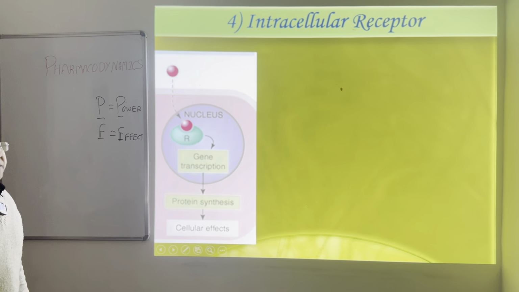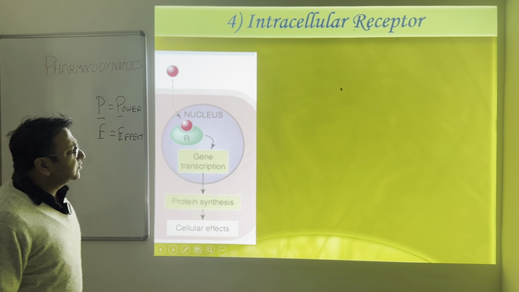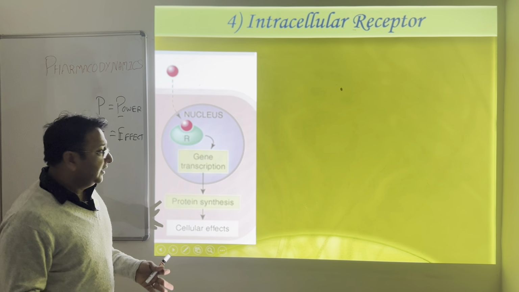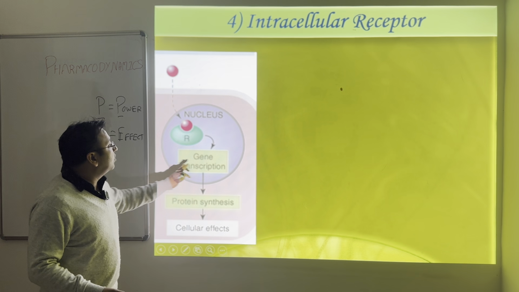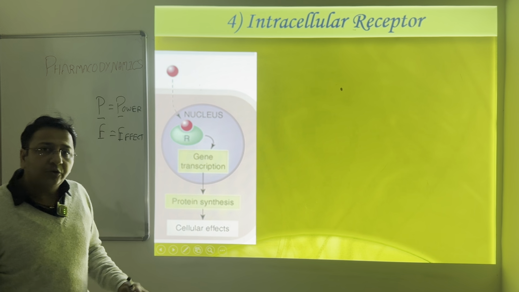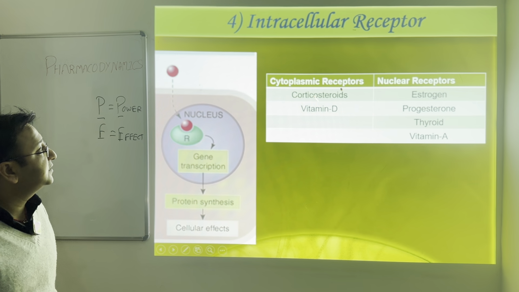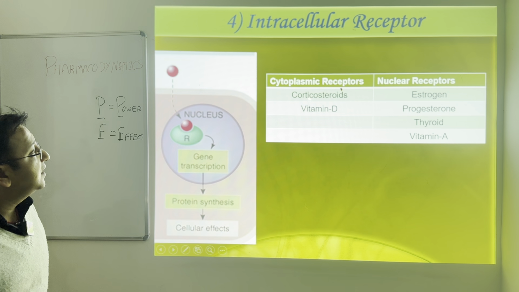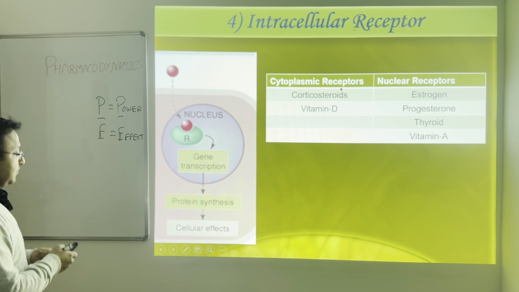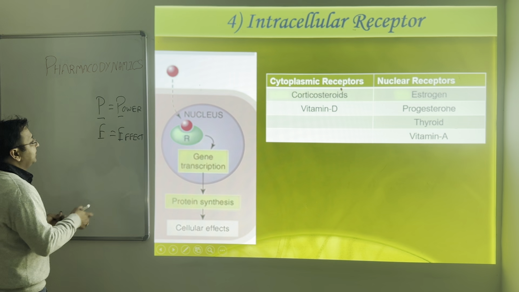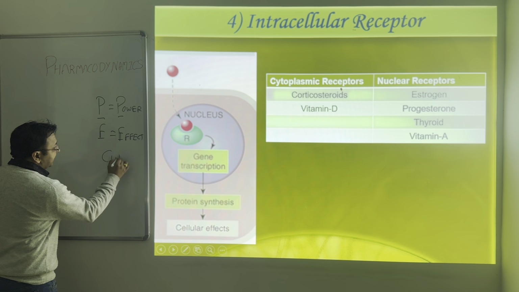The fourth one is the intracellular receptor. Intracellular receptor means inside the cell, either in the cytoplasm or in the nucleus. So among intracellular receptors, in the cytoplasm we have corticosteroid and vitamin D.